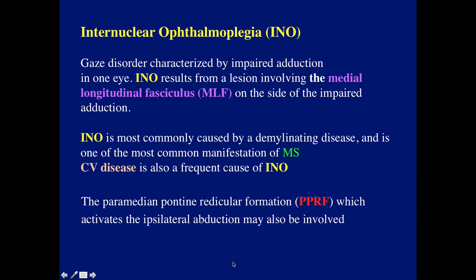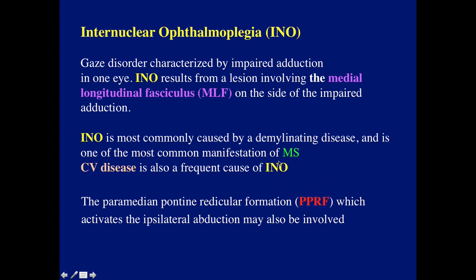Now we're talking about internuclear ophthalmoplegia, also known as INO. It's a gaze disorder characterized by impaired adduction in one eye. INO results from a lesion involving the medial longitudinal fasciculus, the MLF, on the side of the impaired adduction. INO is most commonly caused by demyelinating disease and is one of the most common manifestations of multiple sclerosis. Cerebrovascular disease is also a frequent cause of INO.